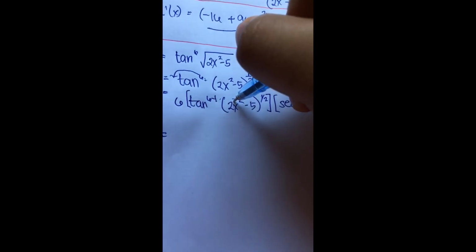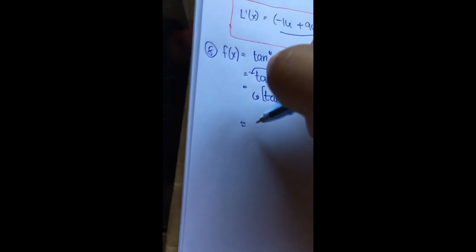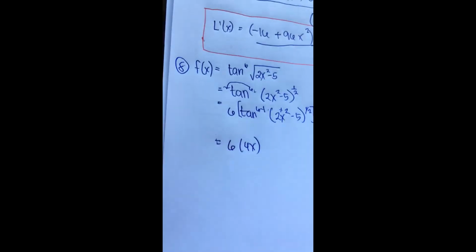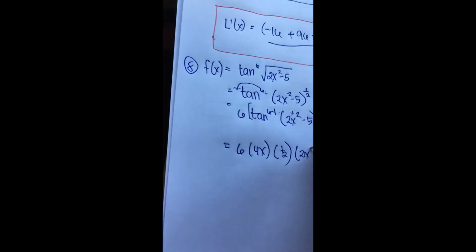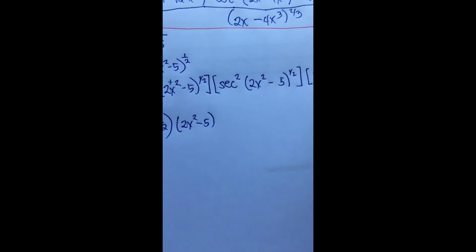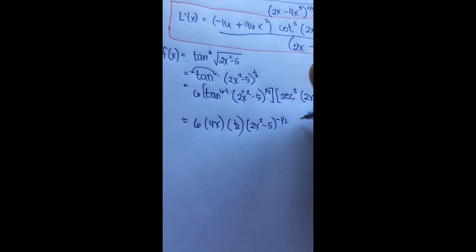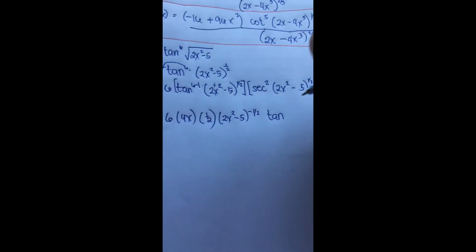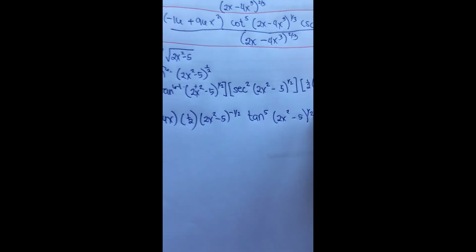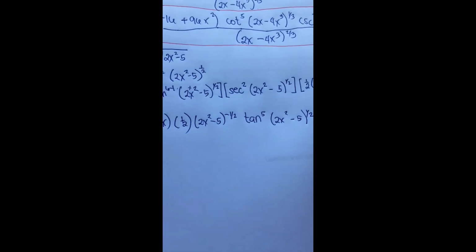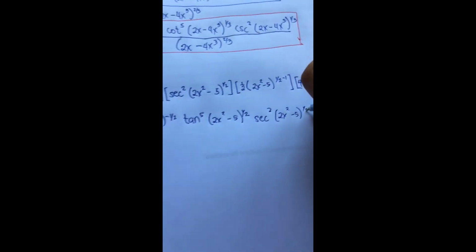That's positive. Okay. So, 6, rearrange, times 4x. Next, times 1/2. Di ba, may 1/2 doon? Then, times 2x squared minus 5 to the 1/2 minus 1, which is negative 1/2. Times tangent, 6 minus 1, 5, of 2x squared minus 5, copy the base. Then, secant squared, 2x squared minus 5 raised to 1/2.